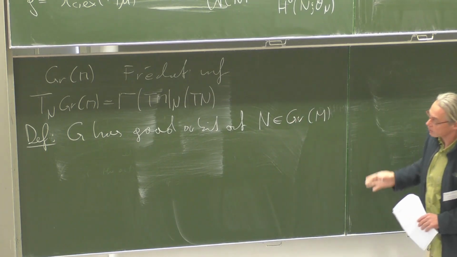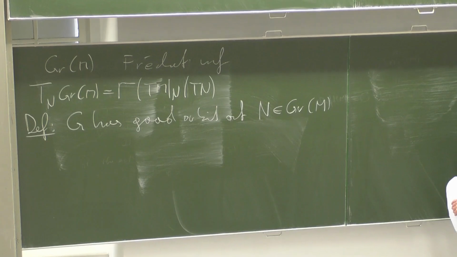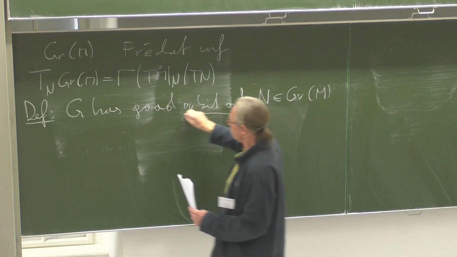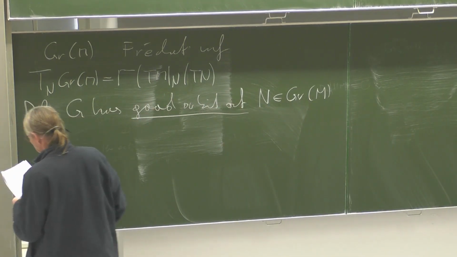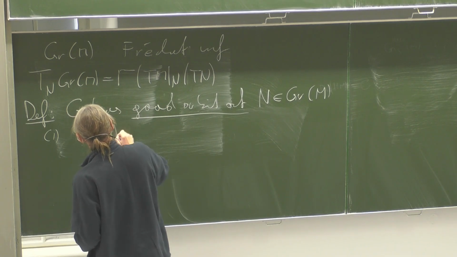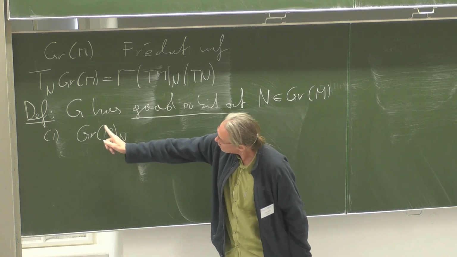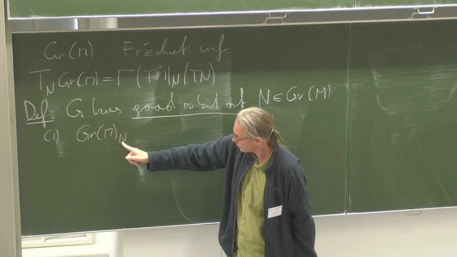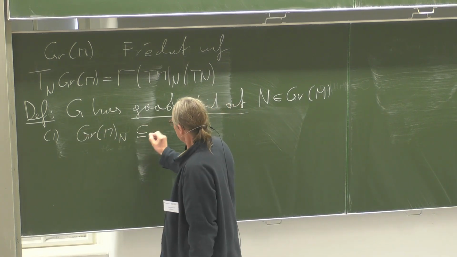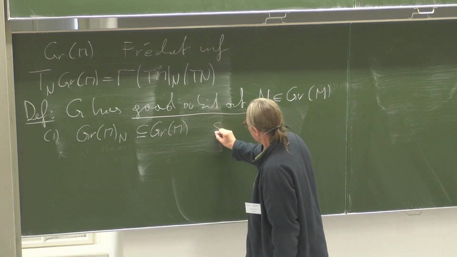It's not about the augmentation yet. This is just about orbits in the nonlinear Grassmannian. A good orbit at n. Two things happen. Well, the orbit is a submanifold. Notation for the orbit I will use is this. This is just the orbit in the nonlinear Grassmannian through n, the G orbit.